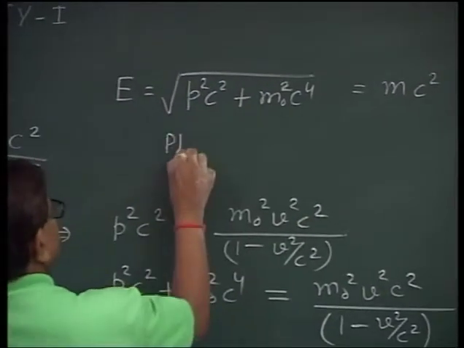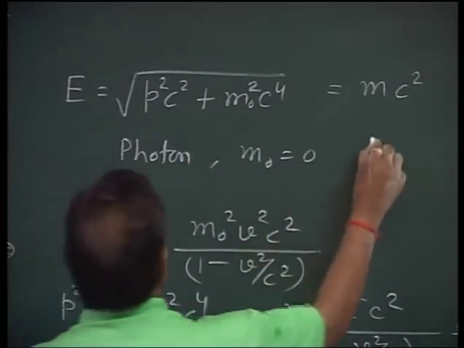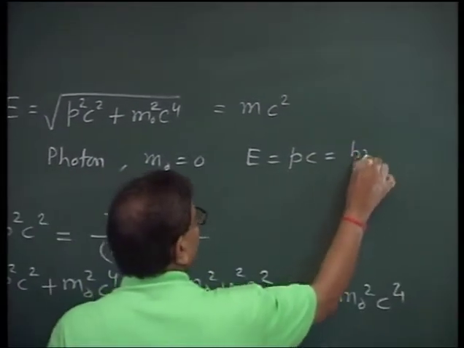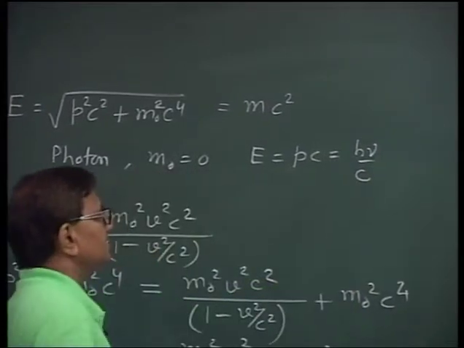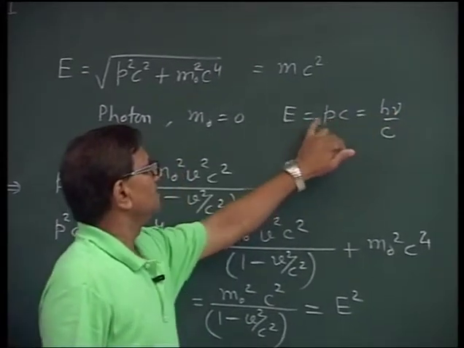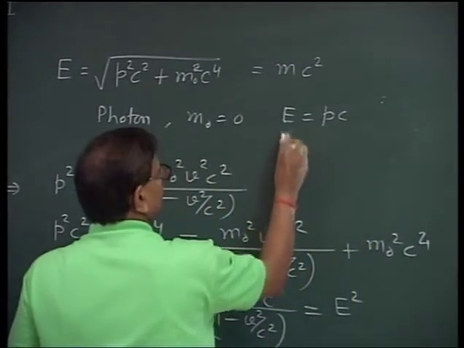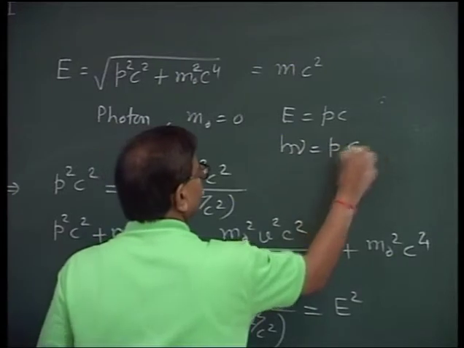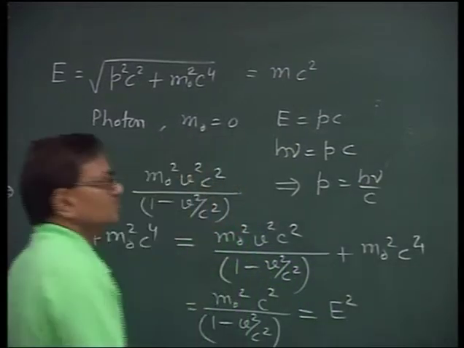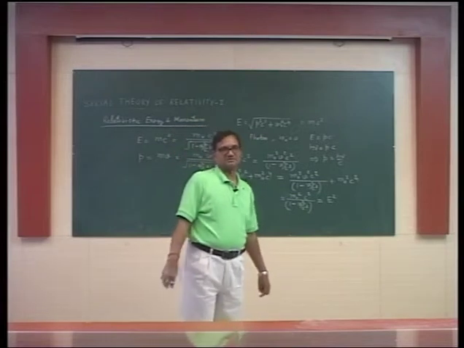For a photon, which we have seen has a rest mass 0, the energy is just pc, or this is equal to h nu by c times c. We multiply by c and divide by c, energy is h nu. E is equal to h nu. We can see it like this: h nu is equal to p into c. This gives momentum to be h nu by c. We commonly use this relation while discussing the impact of light with material particles.